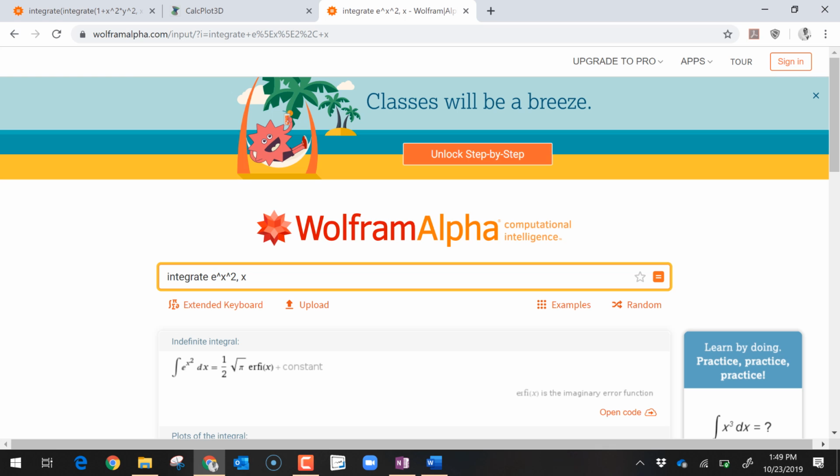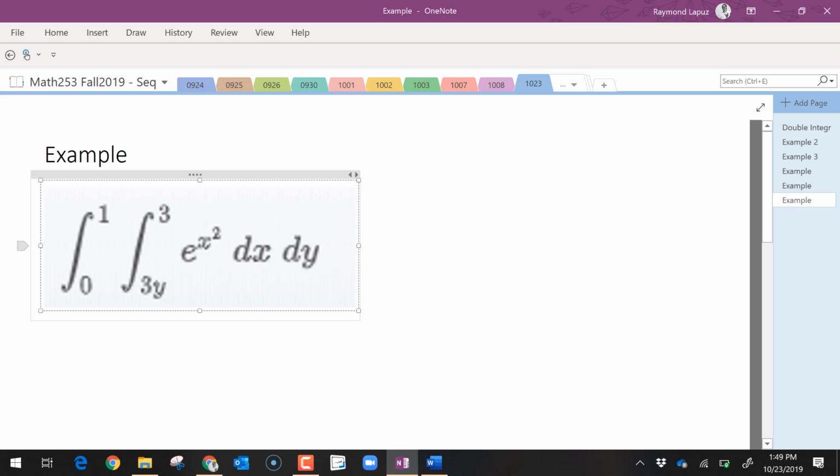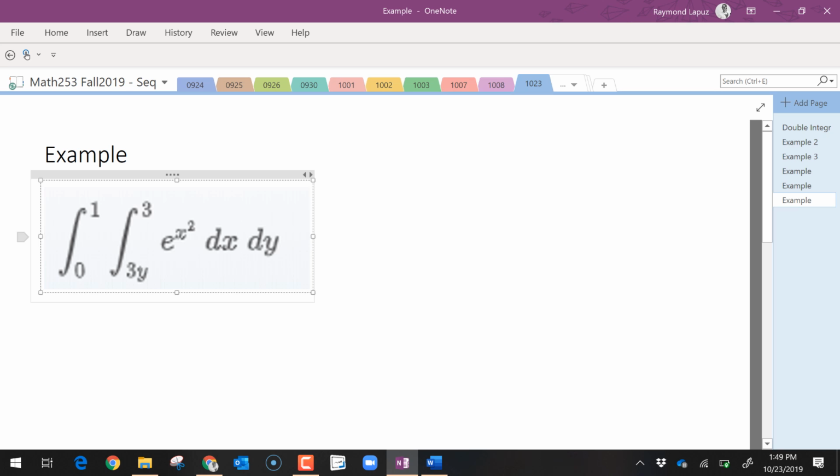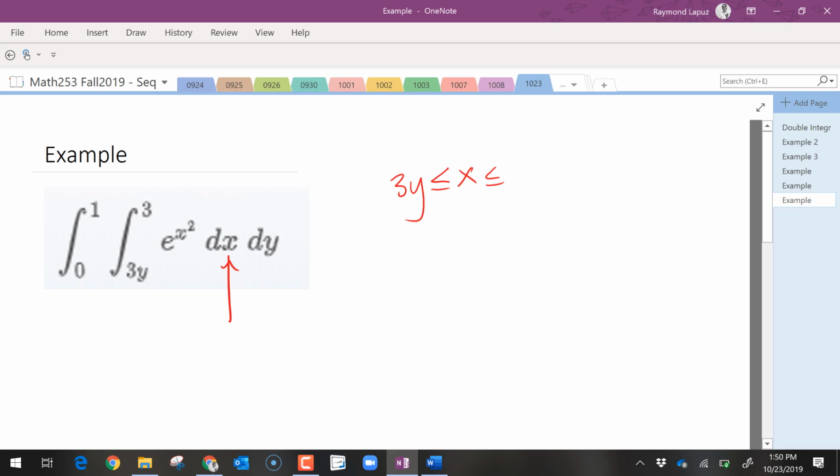All right, no, we don't want to do that. We can't integrate this, or we can't integrate it if we're trying to integrate with respect to x first. So what if we change the order of integration? How do you change the order? Do you just switch it? You've got to draw the region, right? The inner integral is x, so my x limits are a lower limit of 3y and an upper limit of 3. And then my y goes from 0 to 1.